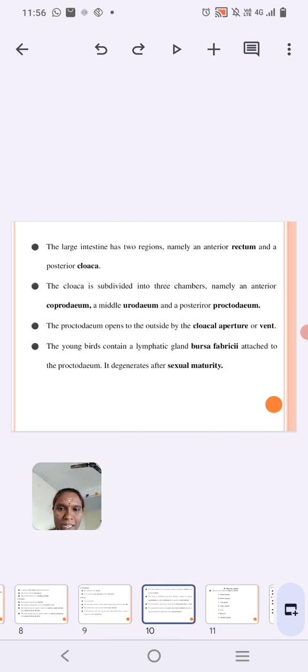The large intestine also has two regions, namely an anterior rectum and posterior cloaca. Rectum means nothing but the temporary storage organ of waste. Cloaca is the waste eliminating region. The cloaca is subdivided into three chambers, namely an anterior coprodeum, middle urodeum and posterior proctodeum. The proctodeum opens to the outside by the cloacal aperture or vent.